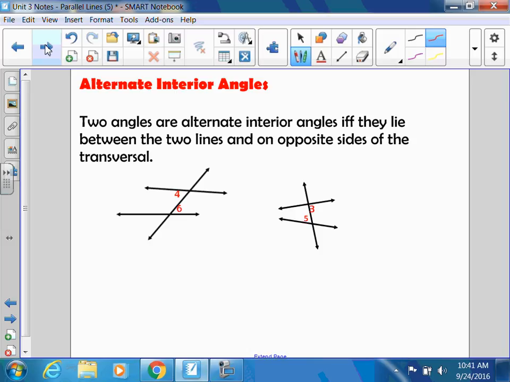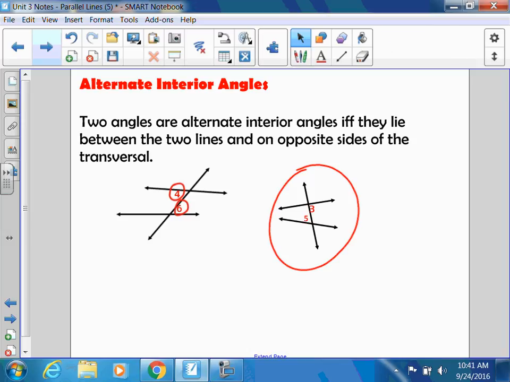Now let's talk about alternate interior angles. So first, we already talked about interior. They're in between the two lines. But alternate means that they're on opposite sides of the transversal. So 4 and 6 are both inside the two lines, but they're on opposite sides of the transversal. So those will be called alternate interior angles. The same thing here with 3 and 5, alternate interior angles. We also have this angle here that I've shaded in blue, and this angle here. That's another pair of alternate interior angles. So every time we have two lines and a transversal, we will have two pairs of those types of angles.